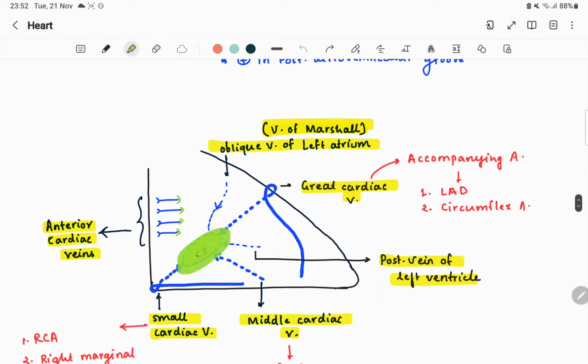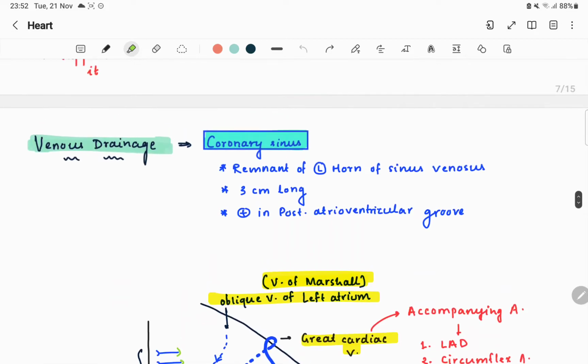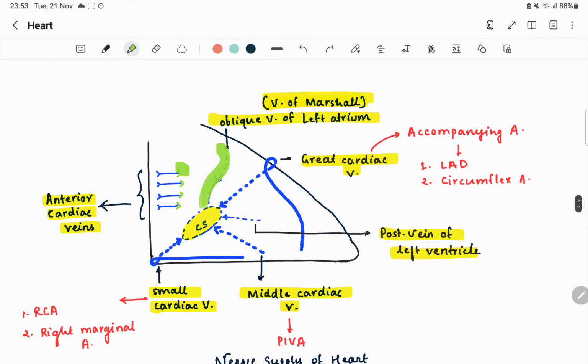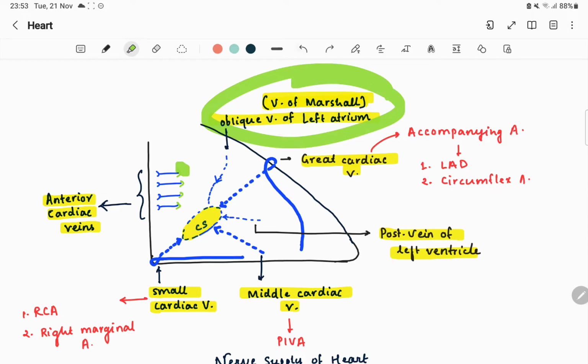So this is the coronary sinus to which all the veins are draining, and it's the remnant of the left horn of your sinus venosus. So let's see what veins are draining into this coronary sinus. First of all, we have our anterior cardiac veins, which are coming like this and piercing the part. And we have the vein of Marshall, that is the oblique vein of the left atrium, which is lying posteriorly and is draining into the coronary sinus.